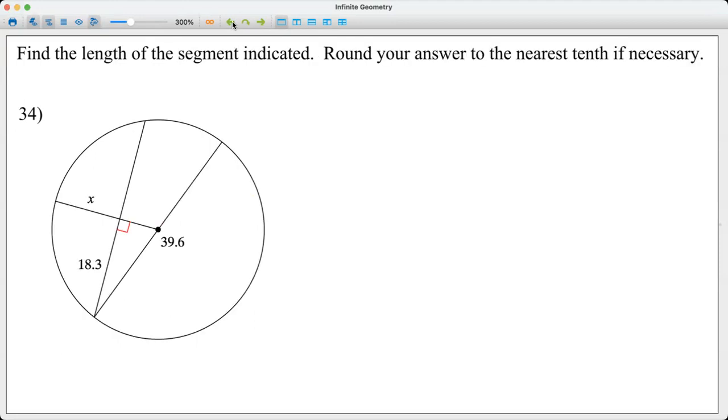Just be on the lookout on the test. I didn't give you an example here, but if they ever give you this as 18.3 and the x is right here, then there's no work involved. It's 18.3. Remember, a radius cutting a chord and making a right angle cuts the chord in half. Okay, next topic.